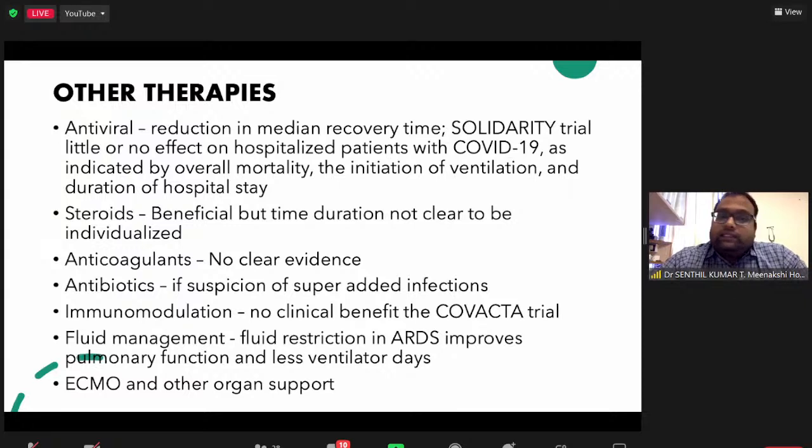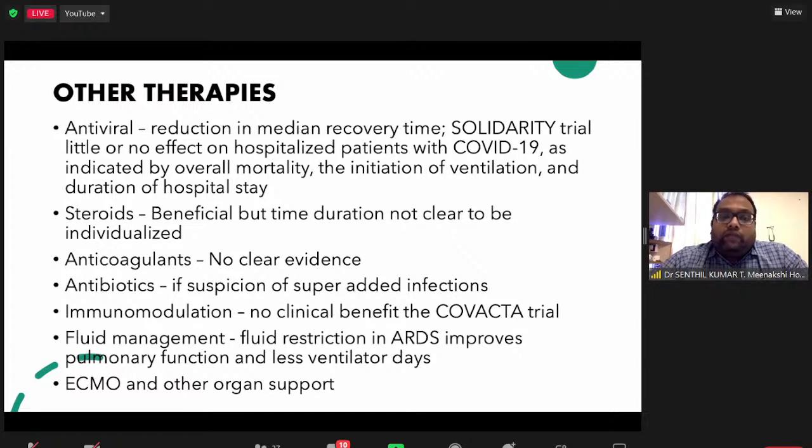Anticoagulants: still there is no clear evidence for anticoagulants. The formation of microthrombi is causing clear-cut damage to the lung, hence it has to be stopped. So anticoagulants have to be started for patients who require high oxygen therapy, in order to prevent the recurrence of more and more physiological dead space. And antibiotics, if there is suspicion of superadded infection, will be helpful.